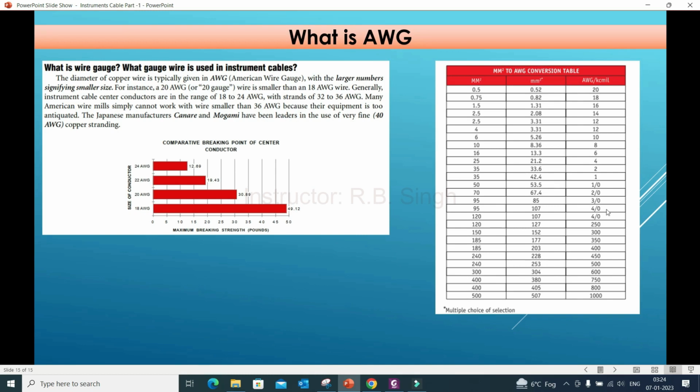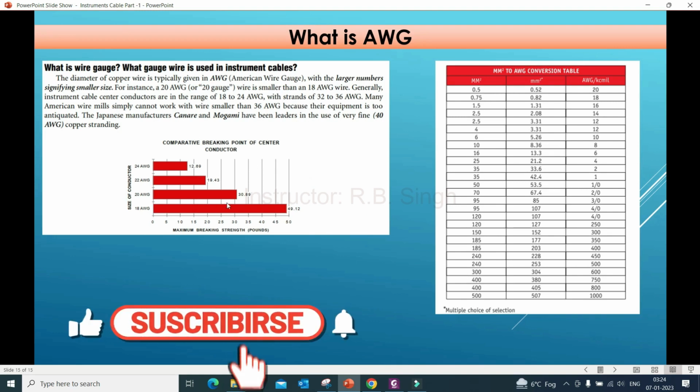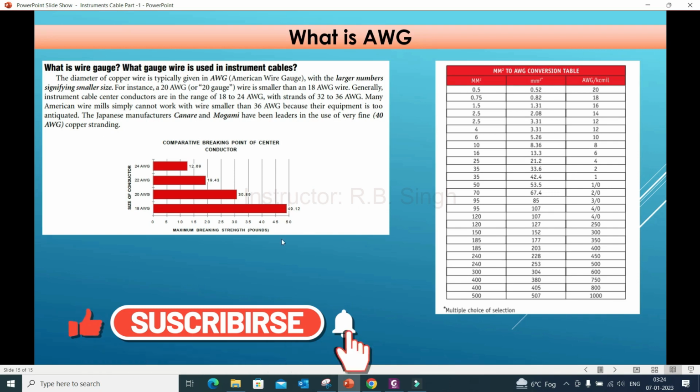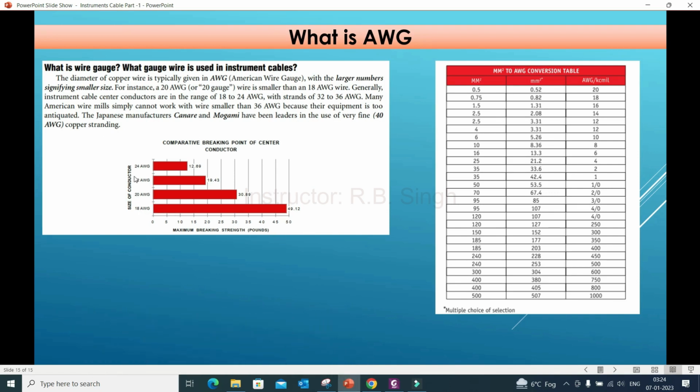So there is a table which can provide you the information about AWG versus square mm cable, and this is the graph which represents the maximum breaking strength versus size of the conductor in AWG. So the smaller the AWG, the greater the maximum breaking strength. So we recommend the smaller AWG.